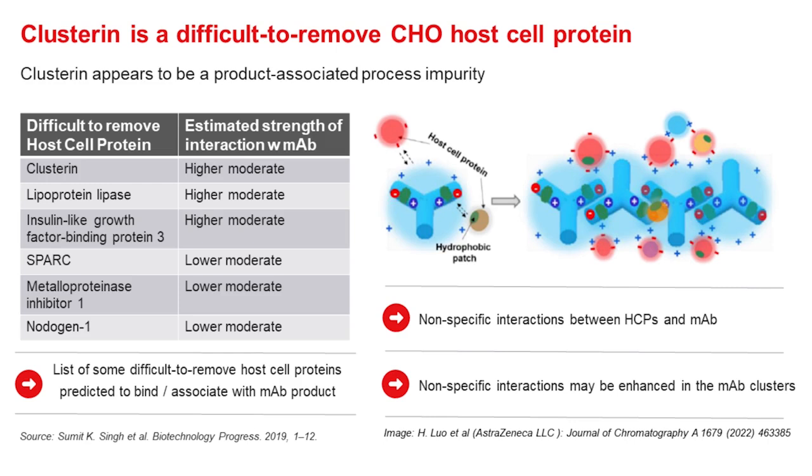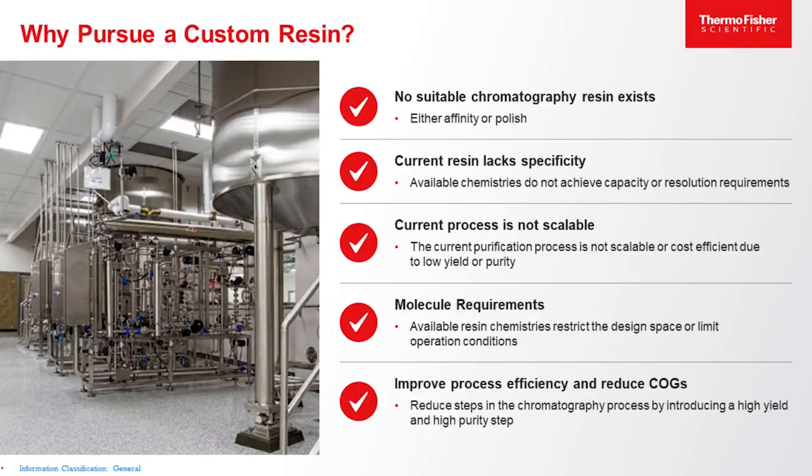So when a scenario like this appears, one of the more straightforward approaches would be to test conventional purification technologies to remove these impurities. However, when that doesn't work, an alternative route can be considered, such as the creation of a custom resin for that specific target molecule. So this speaks to my next slide. Why should we pursue a custom resin?